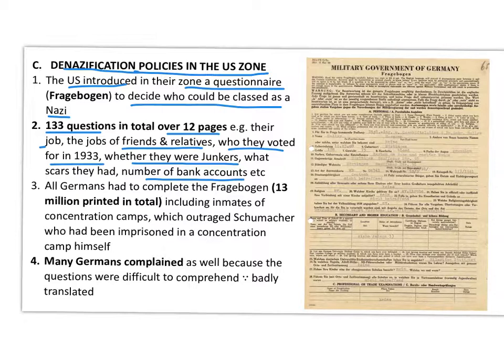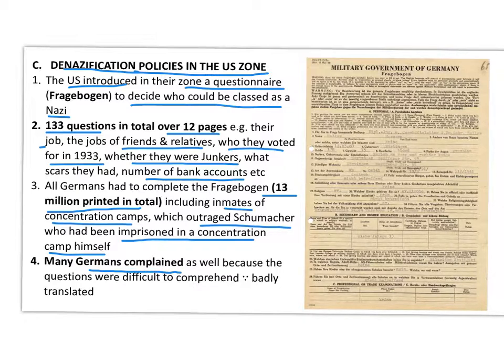All Germans had to complete the Fragebogen. Okay, all German adults. 13 million were printed in total, and this included inmates of concentration camps who had to complete the Fragebogen. The American philosophy was everybody was a suspect of being complicit with the Nazis unless they could prove otherwise. That outraged Kurt Schumacher, the leader of the SPD, who, as we saw, had been imprisoned in Dachau for 10 years. And many Germans complained for other reasons.